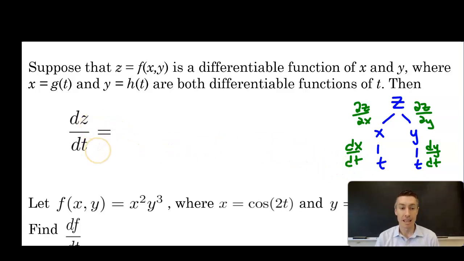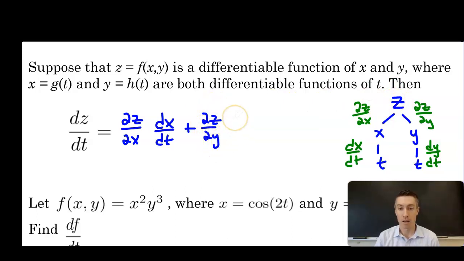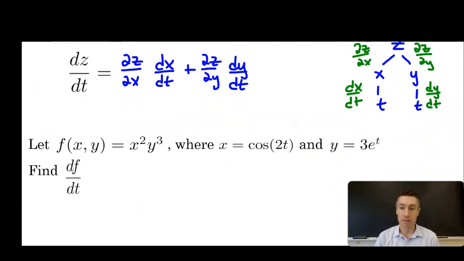So then dz dt, we have to work our way down each branch that ends in terms of t. So the first part of this derivative is going to be partial of z with respect to x times dx dt, and then starting back up at the top and going down the second branch, partial of z with respect to y, dy dt. So this is our first introduction to the chain rule applied to a function of multiple variables. Z is a function of x and y, which are both functions of t. So now let's apply this to a problem.